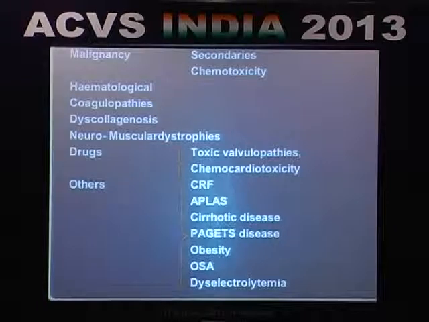You heard it from Dr. Krishna Mohan earlier. Radiation heart disease also goes unrecognized. The reason being, the radiation effects on the heart may not be felt immediately. It may come 1 year later, 5 years later, even 20 years later.